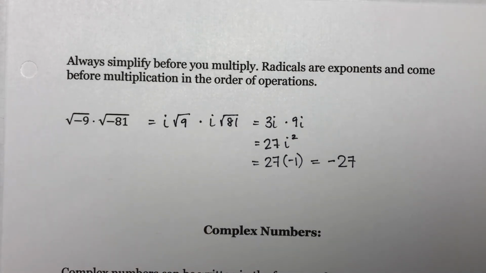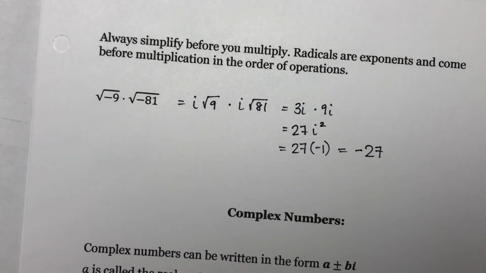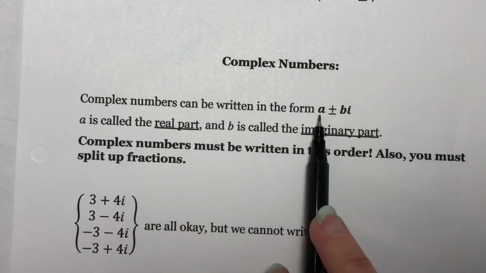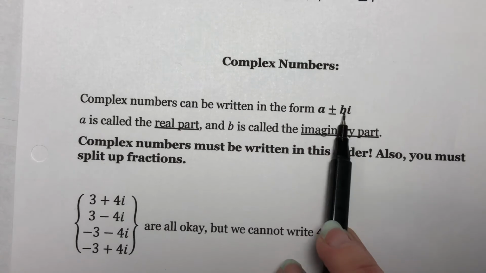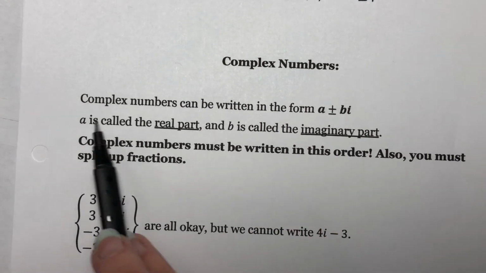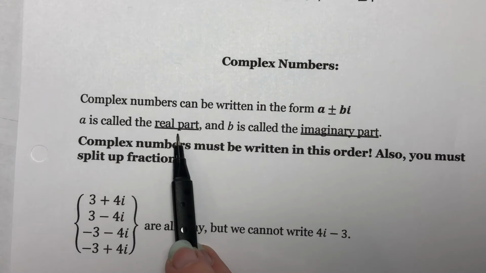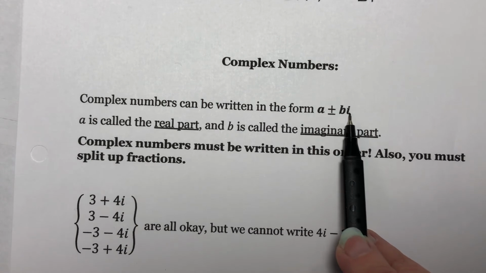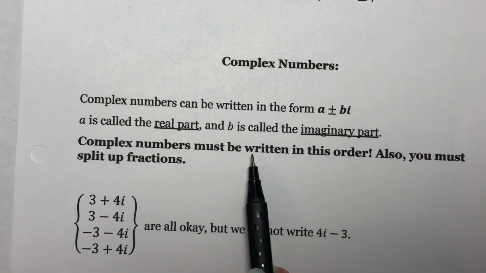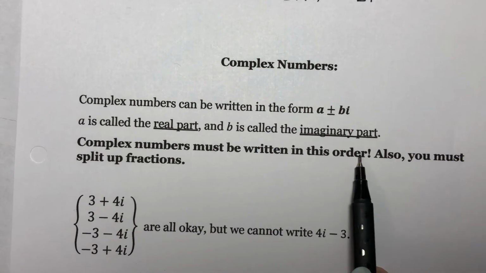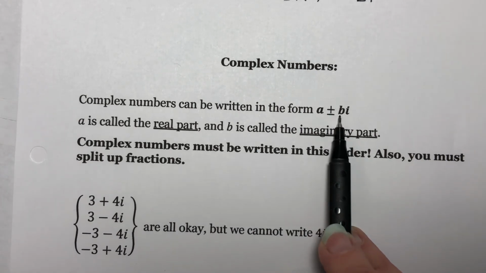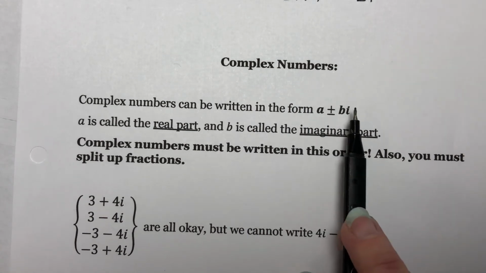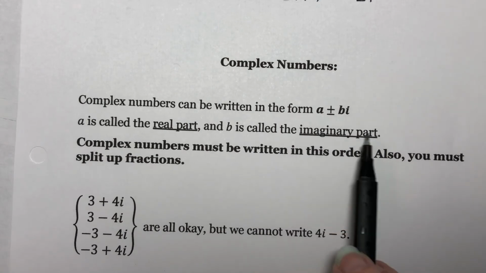Okay, so let's talk about some complex numbers. Complex numbers are numbers that can be written in the form a plus or minus bi. A is called the real part. It's going to be a real number. And b is called the imaginary part because it has the i on it. Complex numbers must be written in this order. It is very picky. The real part needs to come before the imaginary part, which is going to feel weird because when we did polynomials, the variable came before the constant, but complex numbers are backwards.